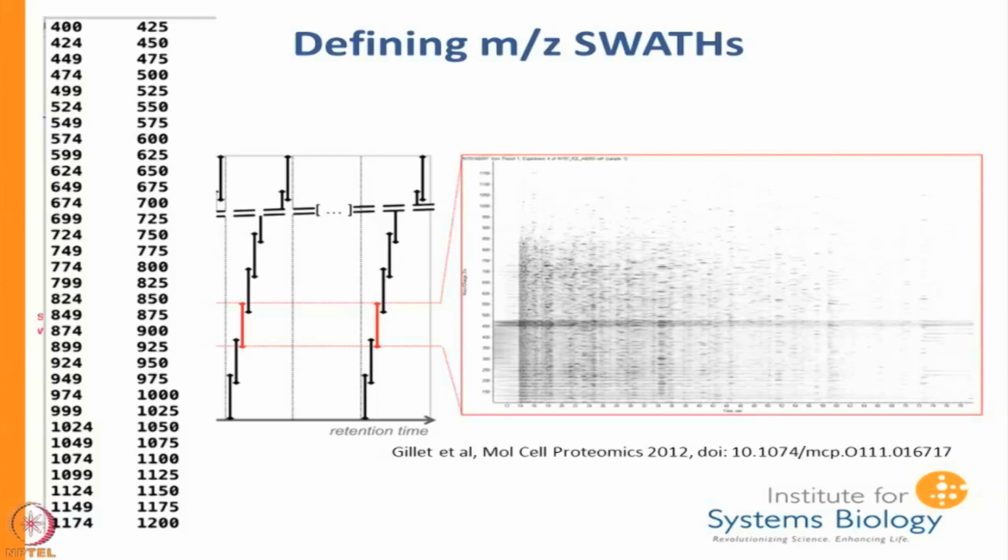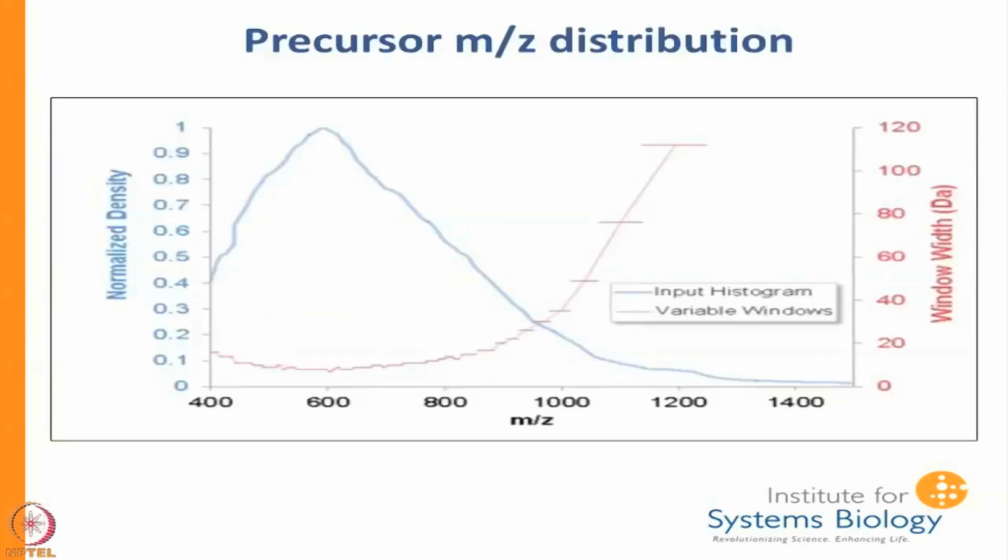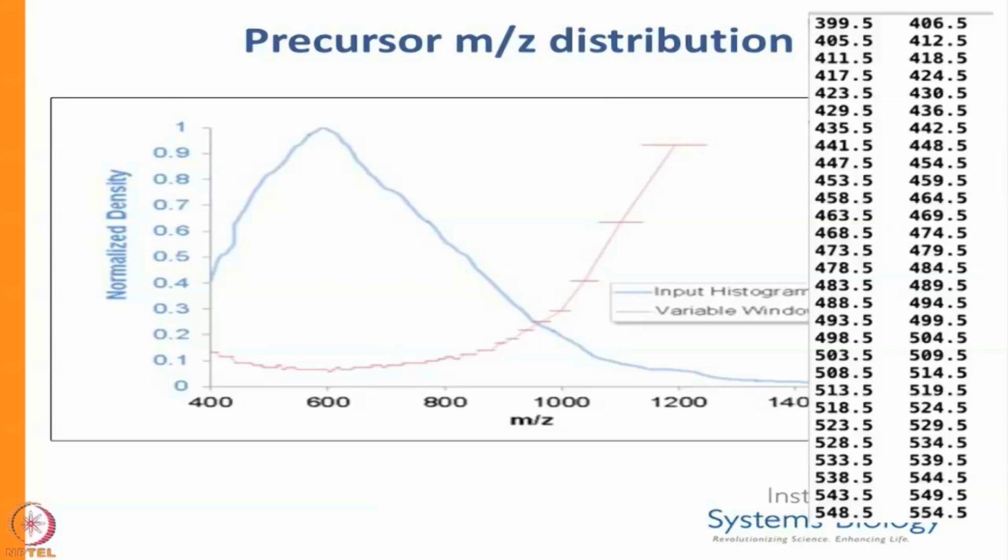This is a depiction of the actual SWATHs that were used. You see it goes from 400 to 425, then 424 to 450, so there's a little bit of overlap in each of these cases. Basically there are 32 identical windows, and then you go back again. That was the initial way things worked, but the instrumentation companies came up with improvements in the software and the way the instruments worked. If you look at normalized M to Z space, there are a lot more chemical species that have M to Z ranges between 400 and 1,000 than out beyond here. So really what you want is variable SWATH windows.